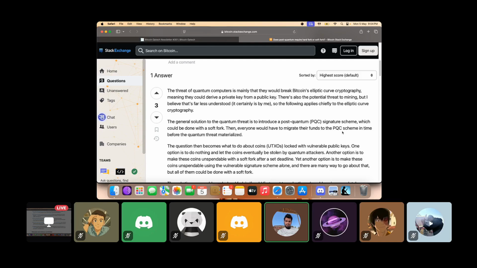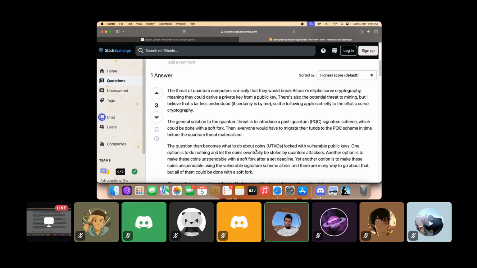So if you have any funds that are associated with P2PK outputs, your public key is known, you immediately create an address that is immune to quantum computers, and then you send your coins from your quantum vulnerable address to your quantum resistant address, which will only need a soft fork.